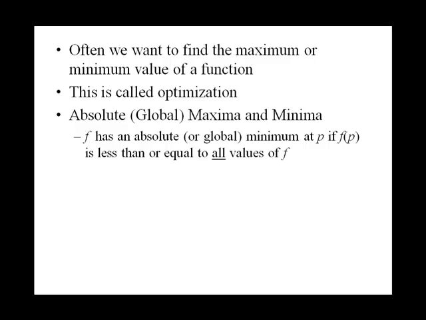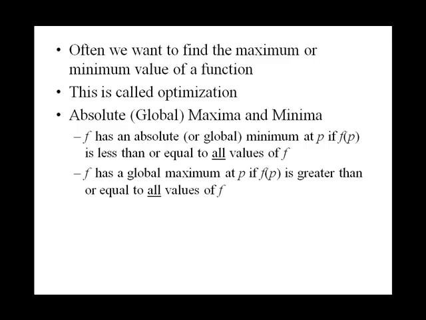F has an absolute or global minimum at P if f of P is less than or equal to all values of F. So now it has to be the smallest of all the values of F on a given domain. Similarly, it has a global max if f of P is greater than or equal to all values of F. So it's the absolute highest point on a given domain.